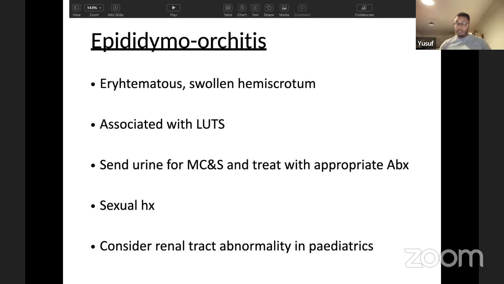You do need to take a sexual history, and that's why this almost does not exist in prepubertal, non-sexually active children. And if it does happen to occur, children can sometimes get viral orchitis and things like this, which can be mimics of testicular torsion. But if they have a bacterial Epididymo-orchitis, then you need to think about whether they might have an underlying renal tract anomaly. So the first line investigation would be an ultrasound scan of the renal tract.